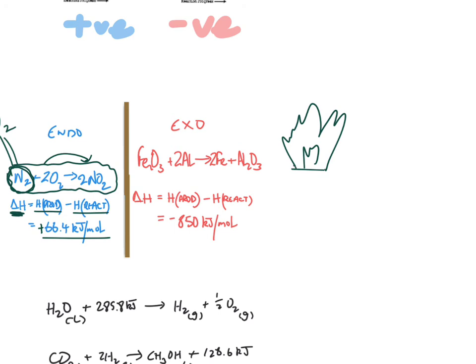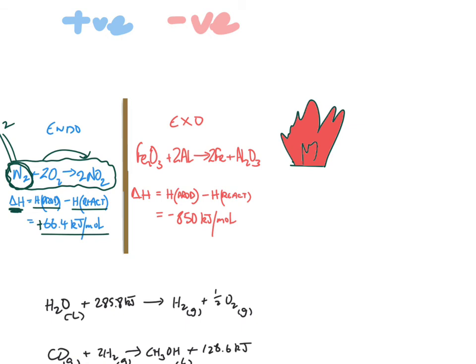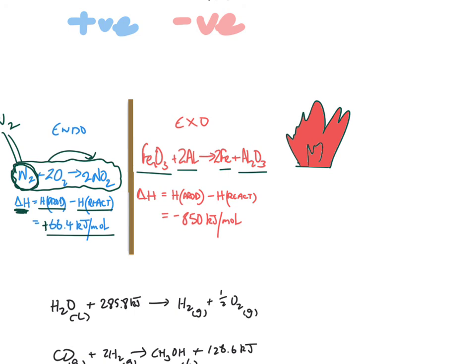So when we look at that type of exothermic reaction, we would look at the balanced equation, which tells us that iron(III) oxide plus aluminium goes to iron and aluminium oxide. We're not going to worry about the states for now. But what we are going to worry about is the delta H here. We'll see that there's a slight difference, a very important difference, because the delta H here is going to be negative.